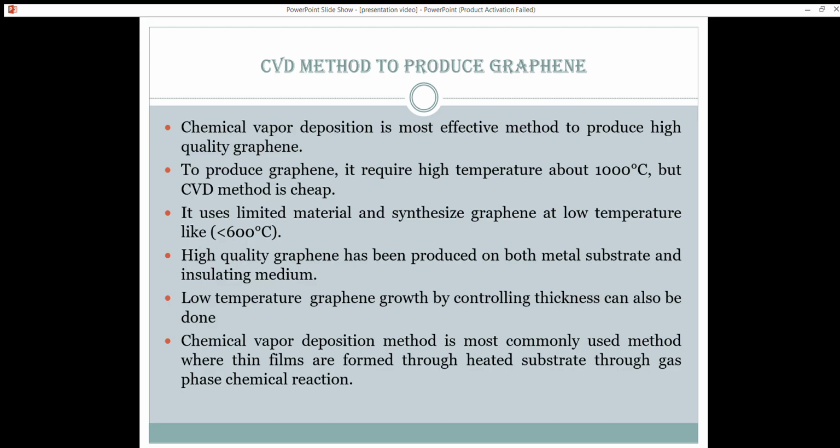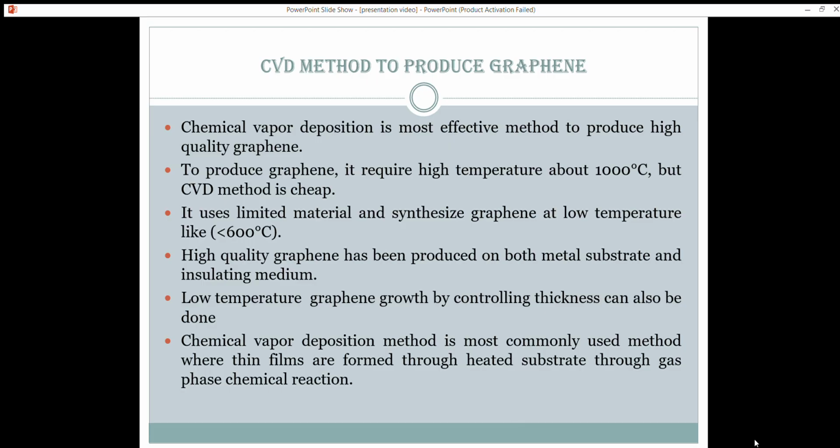Chemical vapor deposition is the most commonly used method where thin films are formed on a heated substrate through gas phase chemical reaction. As I said, hot gases are introduced into the chamber where they diffuse across a boundary layer and reach the substrate, and the gases then react with the heated substrate and form solid films.